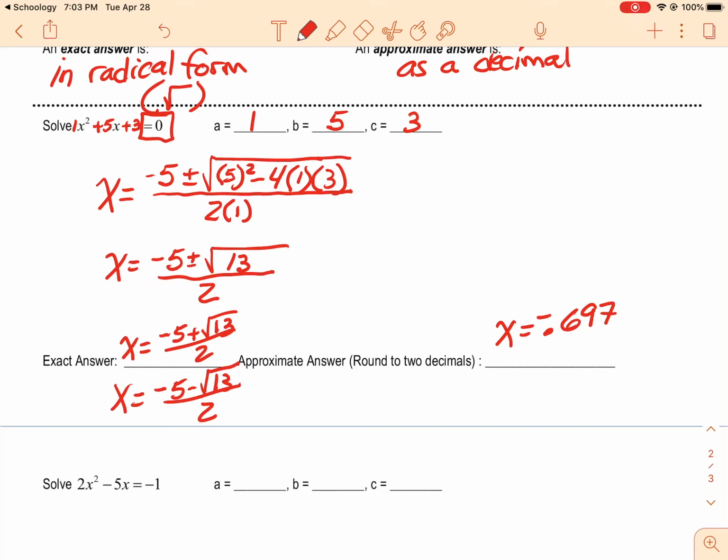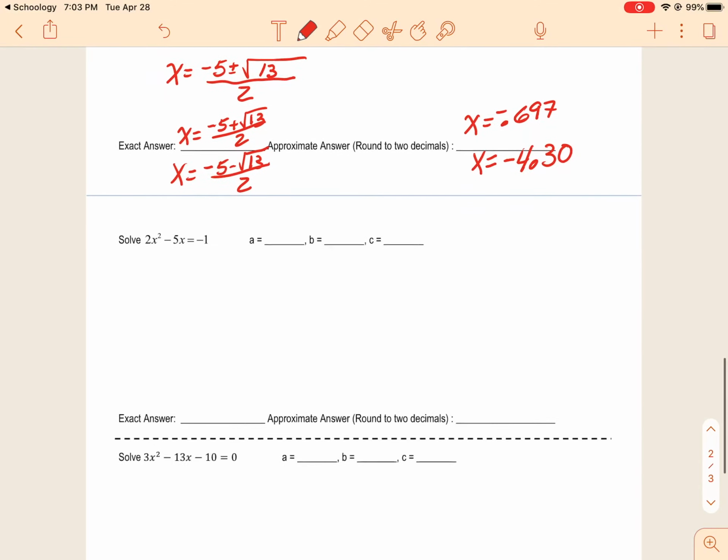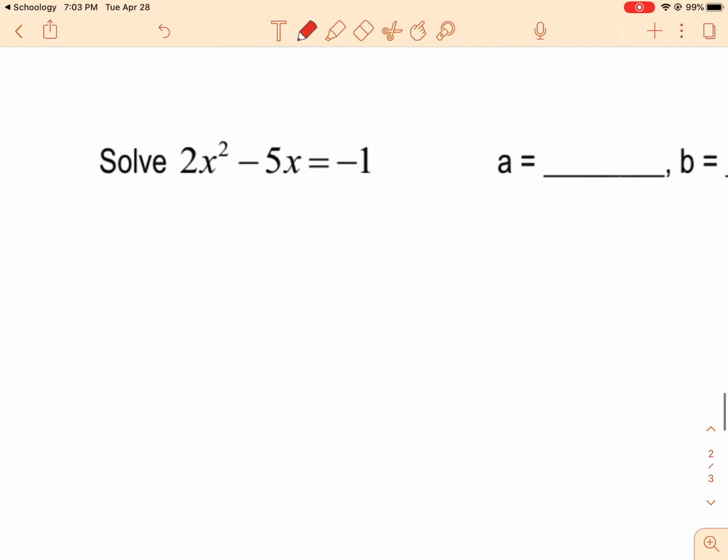If you put the other answer of x equals -5 minus the square root of 13 and then divided by 2, you're going to get -4.30. So those are all the same answers. One is the exact answer, and one is the approximate answer. Let's move on.